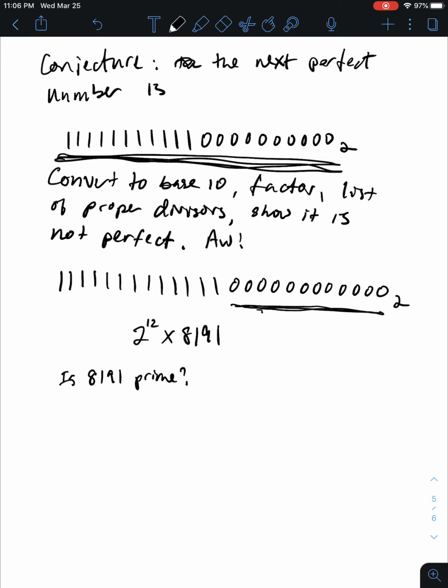In order to do that, we need the square root of 8191. It is about 90 and change. So we need to test prime numbers up to 90 as test divisors of 8191.